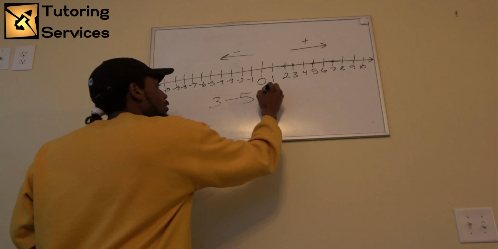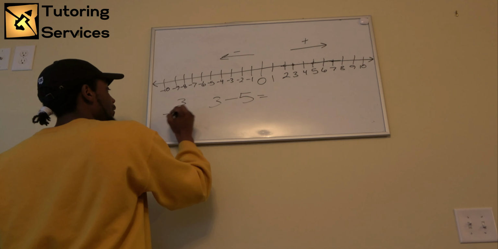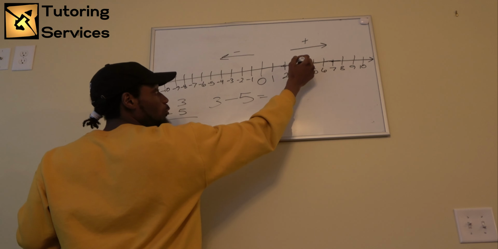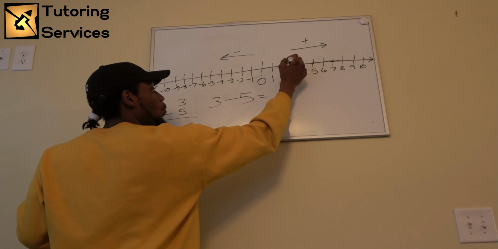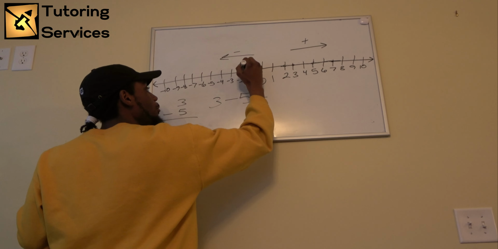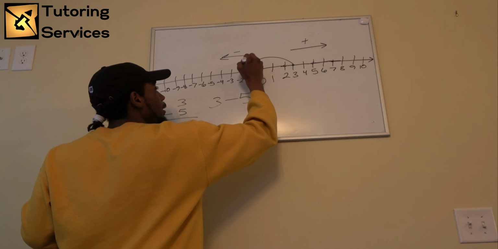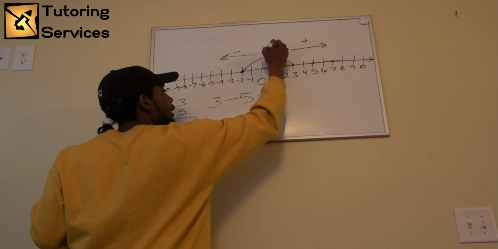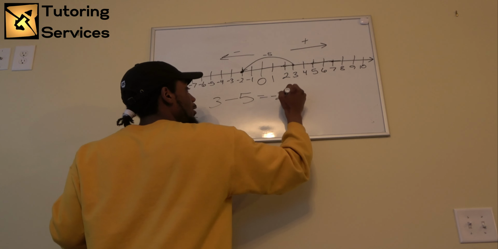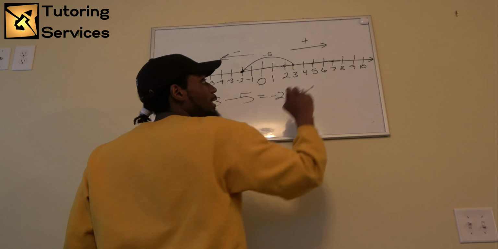3 minus 5 equals what? Or we can also write it 3 minus 5 equals what? So we start at 3, and we go to the left, right? 1, 2, 3, 4, 5. And where does that land us? Oh, -2, okay. So 3 minus 5 equals -2. You get what I'm saying? Let's try some different combinations.